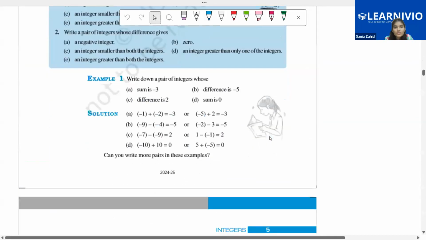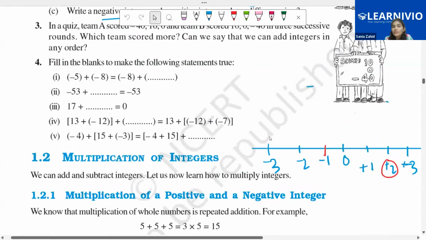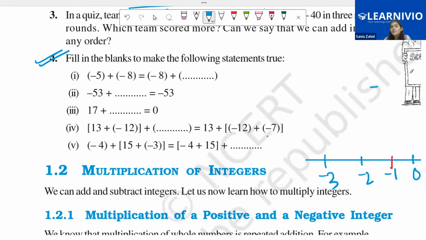Okay. Now we come to these questions. The question is you have to fill in the blanks to make the following statement true. Question number 4. So what does it say? Minus 5 added to minus 8 is equal to minus 8 added to what? Negative 5. That is what is missing. Right? Next.